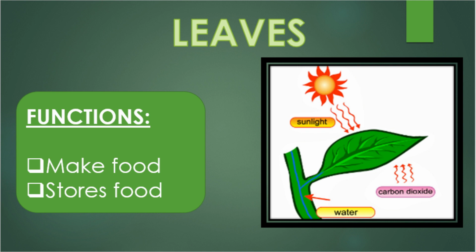Okay. Students, leaves are green in color due to presence of a green color substance that we call as chlorophyll. And what does chlorophyll do? It traps the sunlight and provides energy for the process of photosynthesis.